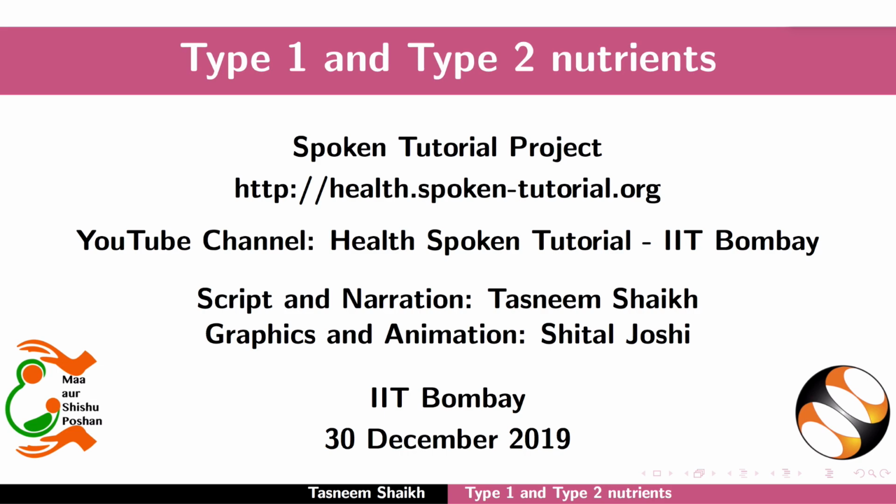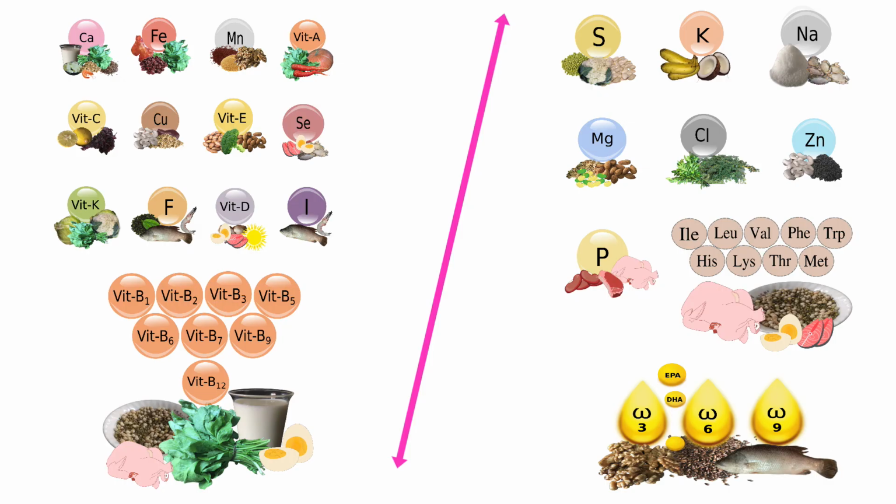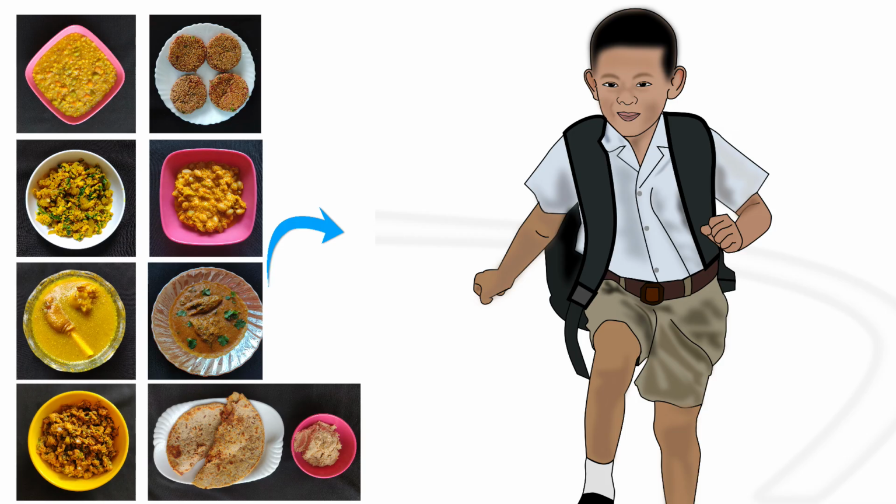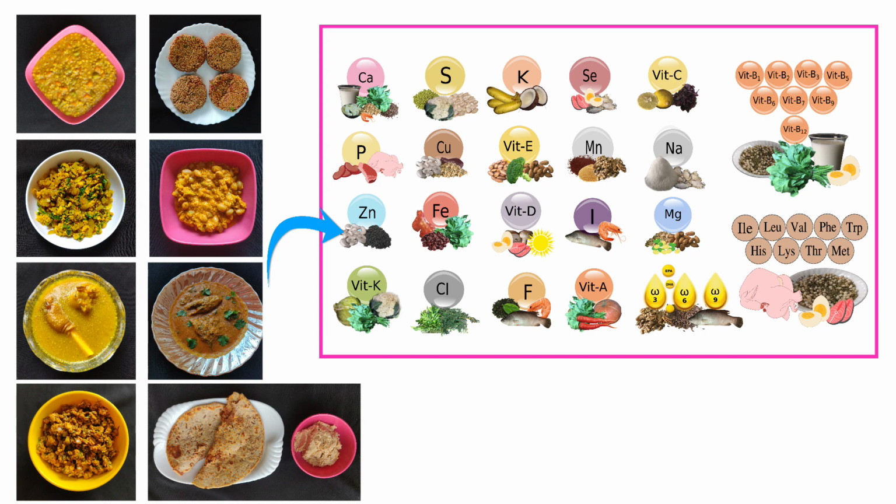Welcome to the spoken tutorial on Type 1 and Type 2 nutrients. This tutorial is about the difference between Type 1 and Type 2 nutrients. Let us begin. Food gives us energy and nutrients.